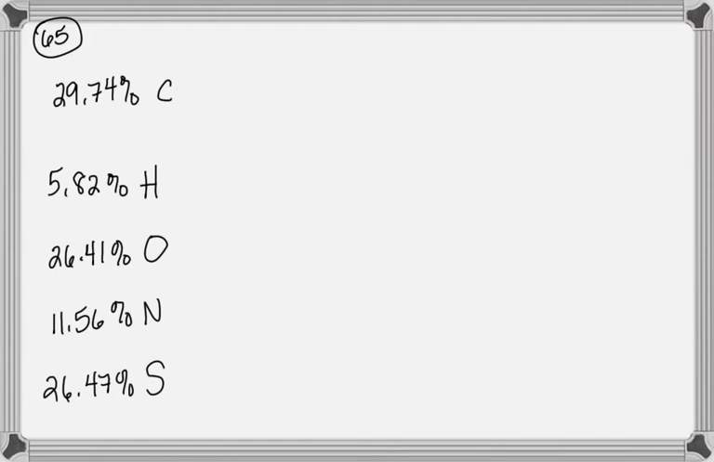If y'all will remember, I told y'all how to work this in 3 steps. I said, assume you have 100 grams of the compound. And if you have 100 grams of the compound, then what that really means is you have 29.74 grams of carbon, right? You have 5.82 grams of hydrogen, 26.41 grams of oxygen, 11.56 grams of nitrogen, and 26.74 grams of sulfur.